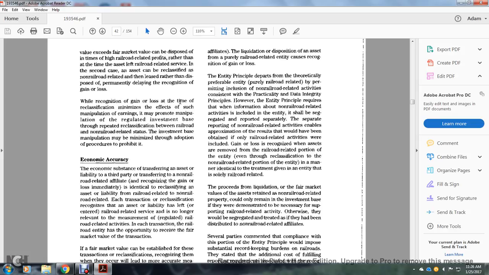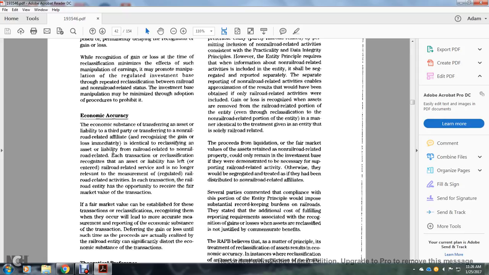Recognition of the gain or loss at the time of the reclassification minimizes the effects of the manipulation of earnings. Otherwise, it may promote the manipulating of the regulated investment base through the repeated classification between railroad and non-railroad-related status. The investment base of the regulation may be minimized through the adoption of principles that prohibit it.